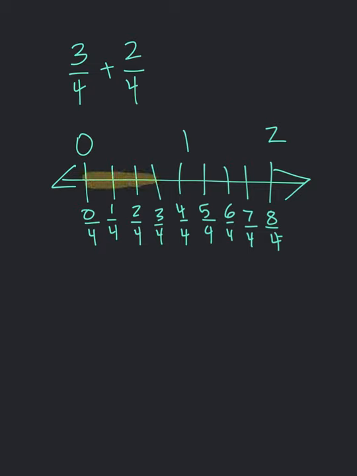3/4 right here, this is what we're starting with, is 3/4. And then it says we're going to add 2/4 more. So then I'm going to highlight 2 more fourths right here. 2 more fourths. And now we can see that we have a total of 5/4.